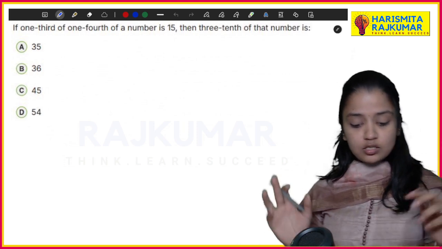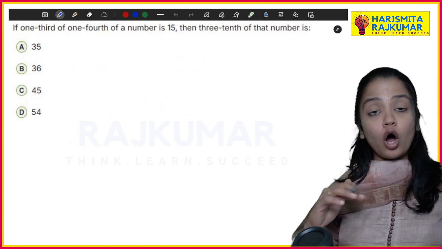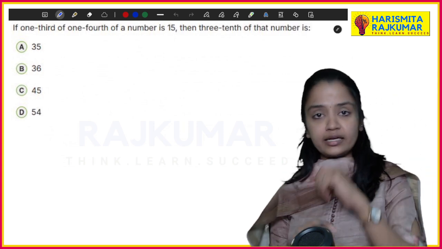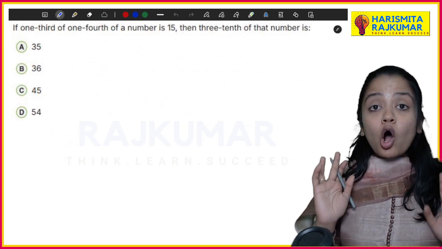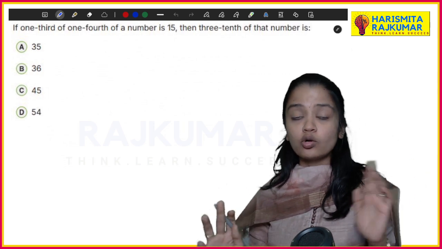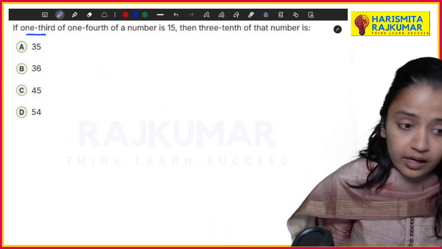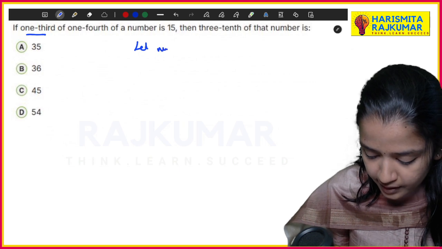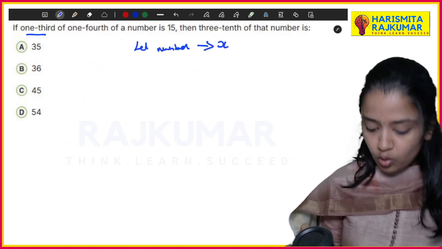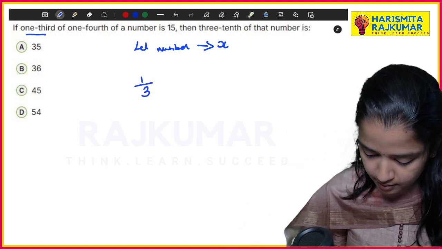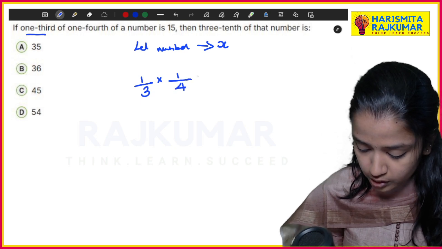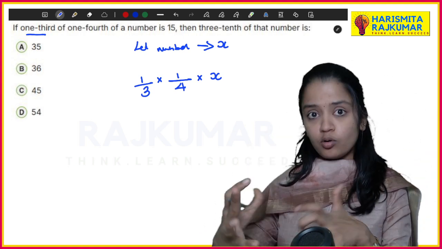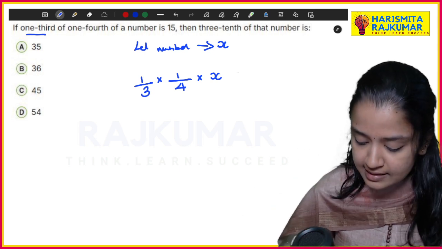Okay. So the question is: 1/3 of 1/4 of a number is 15. Then what is 3/10 of that number? That is the question. Now, of indicates multiplication. Don't forget it. So 1/3 of 1/4. Let the number be x. So 1/3 into 1/4 into x. Of is representing multiplication, so we use multiplication, and it is equal to 15.